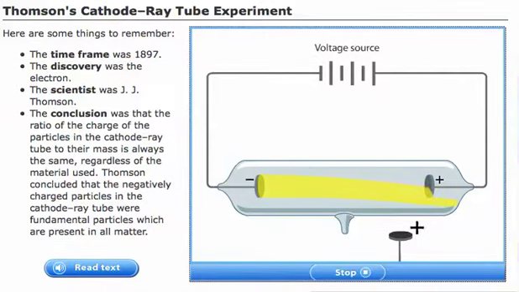Using the strength of the electric field and the amount of deflection, J.J. Thomson was able to calculate the ratio of the charge of electrons to the mass of electrons.